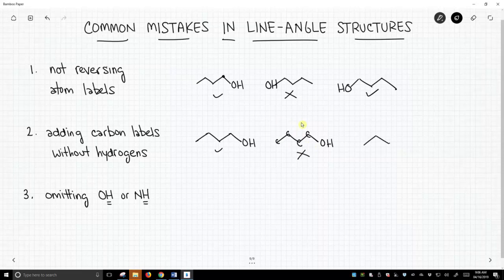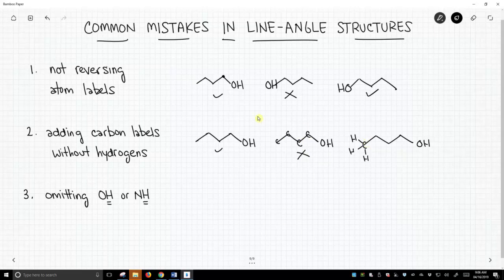What you need to do, every time you add a carbon label, you really are required to put in the hydrogens. Otherwise, you're saying that these carbons, they don't have enough bonds. They either need lone pairs or formal charges. Something else needs to be going on for those carbons. So if you write the C, you must add the H's.